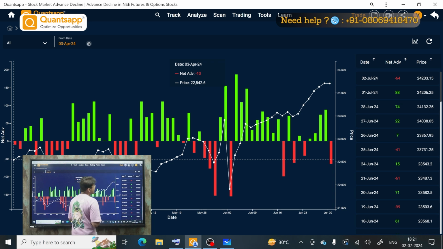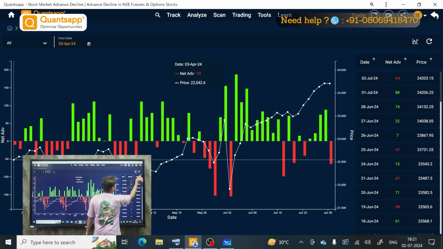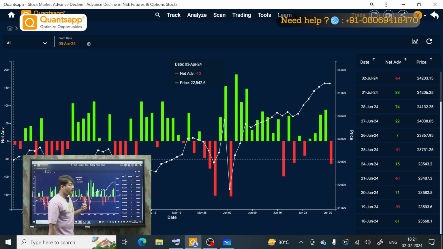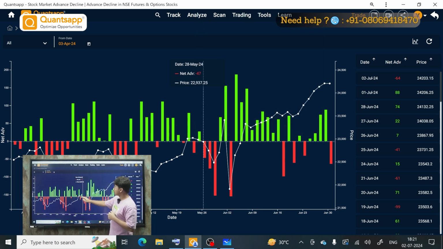After that, here is a refresh option, and here is a different chart format. If you want a line chart, you can use that as well, but I feel like the bar graph or histogram is much easier to read. Now what exactly is this? This is daily advance decline. If I just hold my cursor anywhere, it is daily advance decline.